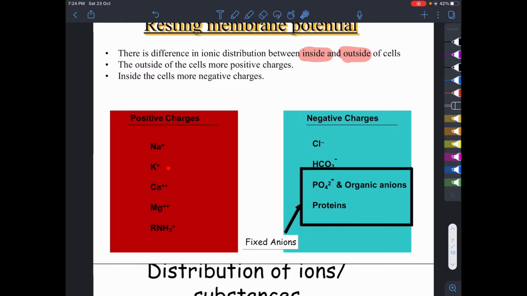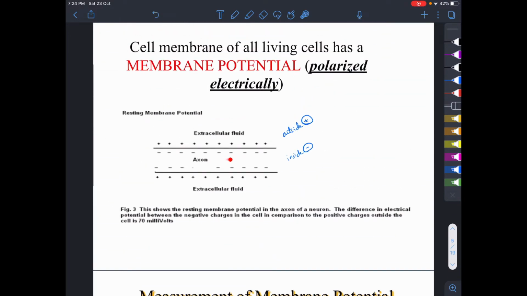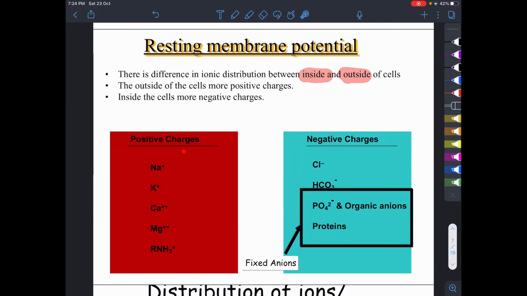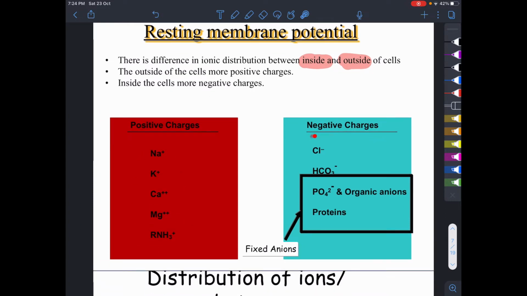البوزيتيف اللي هو outside the cell because we have high amount of sodium and potassium, calcium, magnesium, RNH3+. Negative charges عندنا هذا النيجاتيف راح يكون inside the cell. نرجع نشوف الصورة هنا inside negative برا موجب. هذه الأشياء اللي تساهم إن تخلي خارج الخلية موجبة عشان عندنا high amount of these ions. The negative charge inside the cell because we have high amount of proteins, phosphate and organic anions.